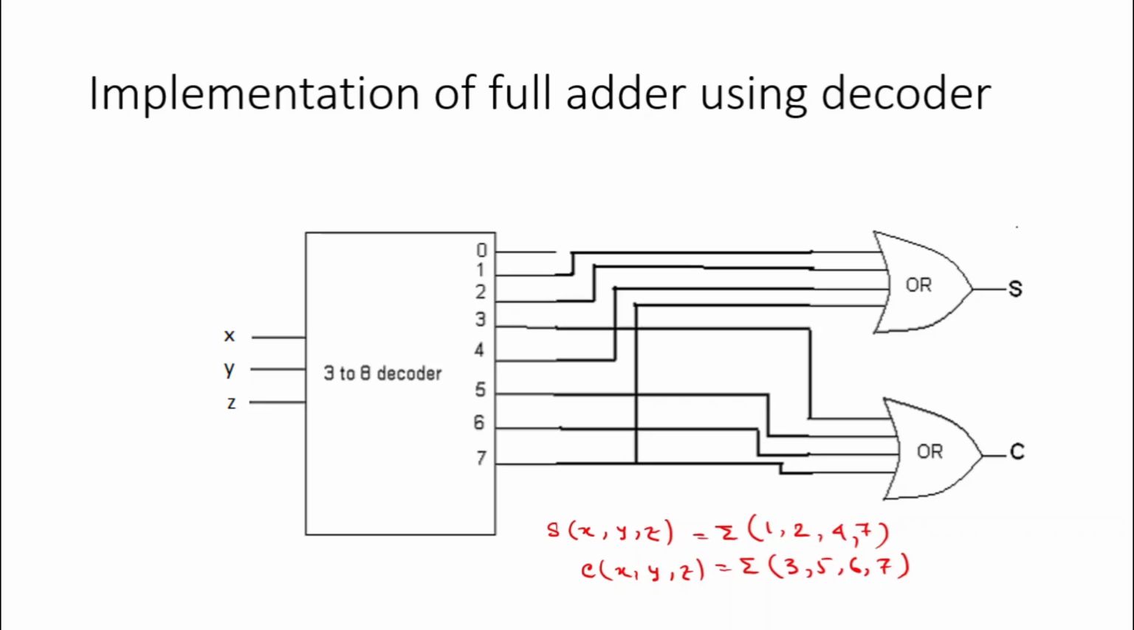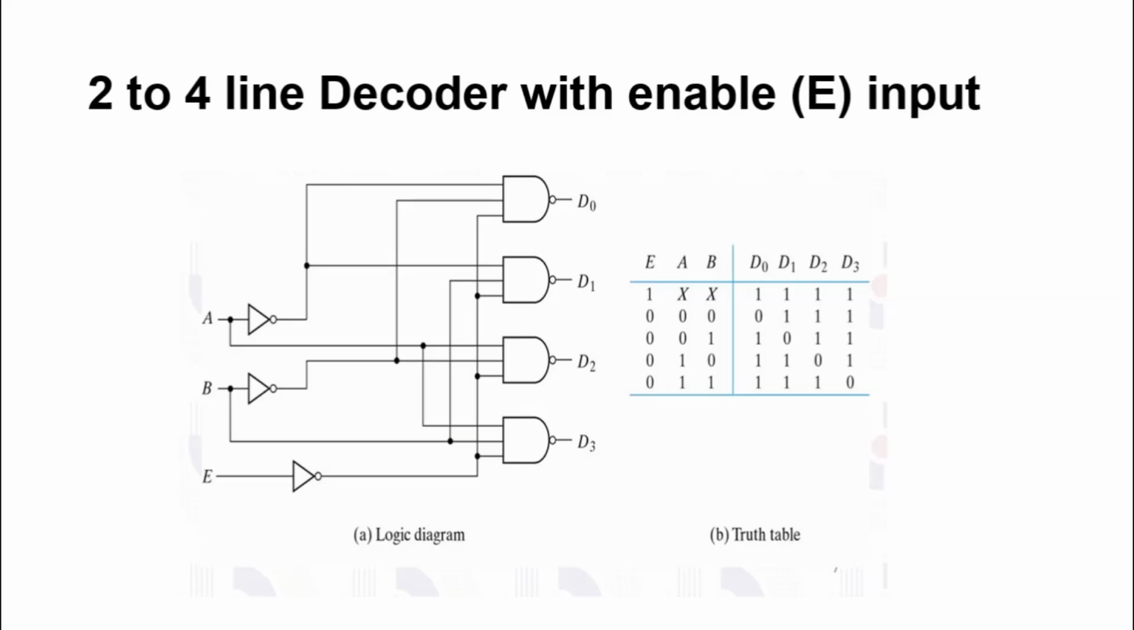A decoder with an enable input can function as a demultiplexer. A demultiplexer is a circuit that receives information on a single line and transmits this information on one of 2 to the power n possible output lines. The selection of a specific output line is controlled by the bit values of n selection lines. So the decoder with enable input can work as the demultiplexer.